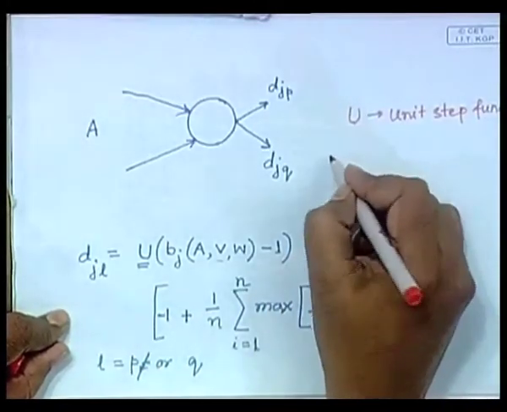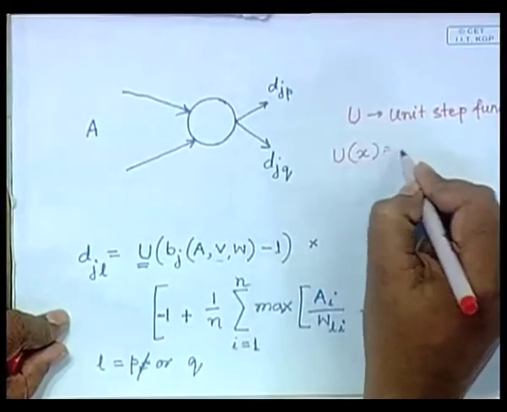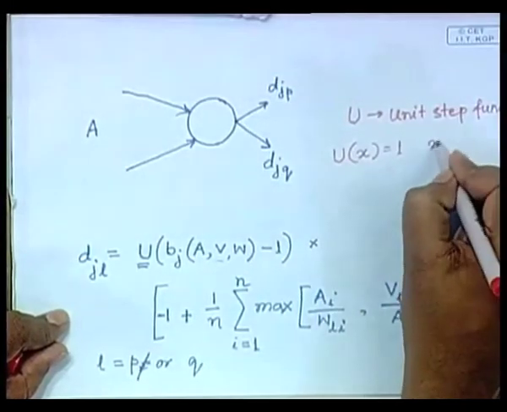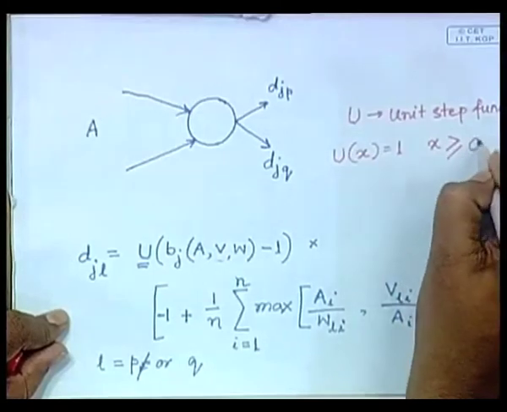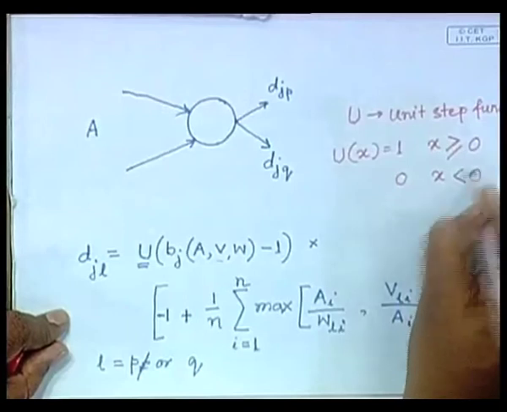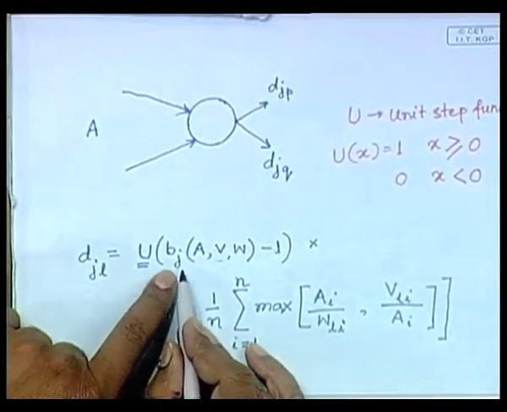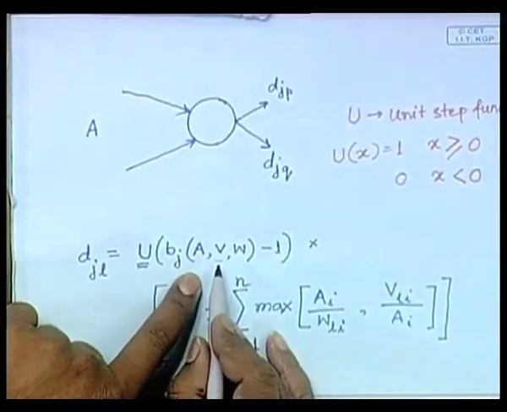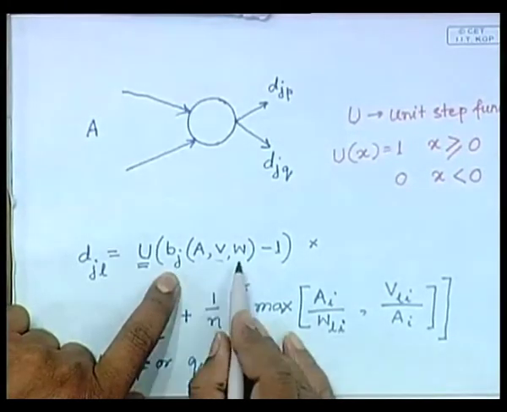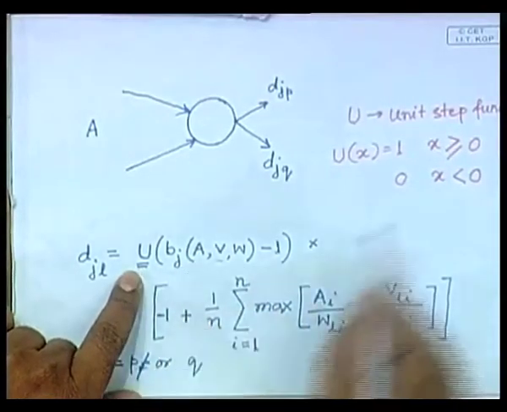So, if it is a unit step function, in that case u(x) is equal to 1 for x greater than or equal to 0, and this is equal to 0 for x less than 0. Okay. So, this clearly says that if the point falls within the hyperbox, then this b_j(A) minus 1 is equal to 0, and the value of this function u will be equal to 1.